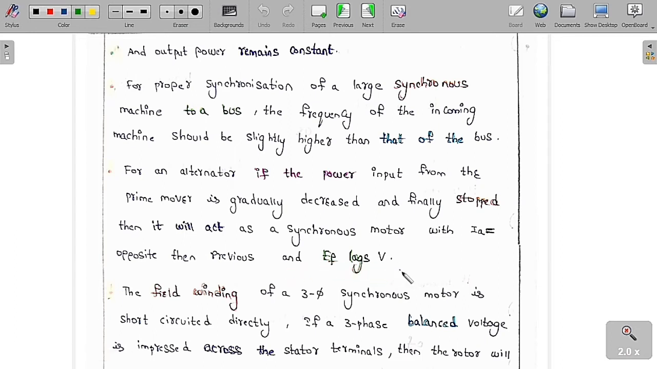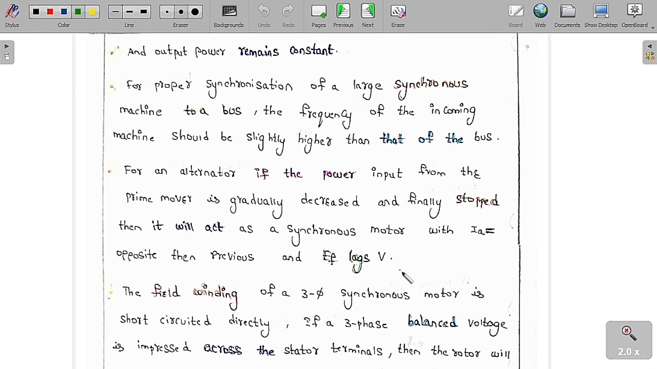I have already told you, in a synchronous generator, EF is always going to lead V, whereas in the case of a synchronous motor, EF is always going to lag V. These things I have already told you for the synchronous motor and synchronous generator.